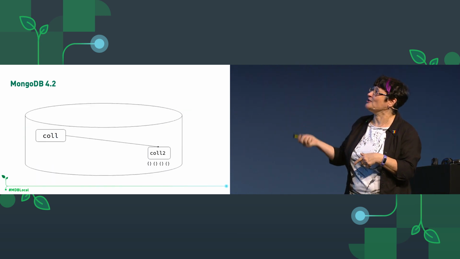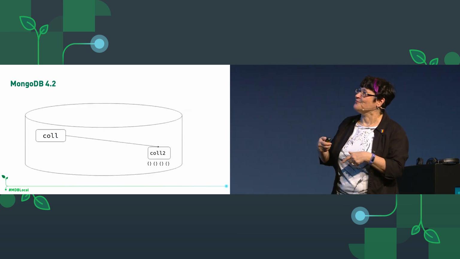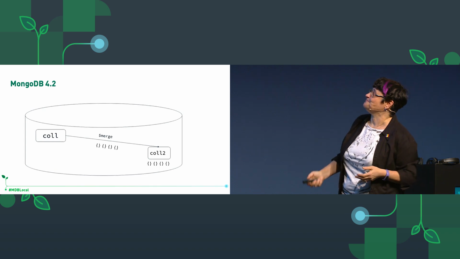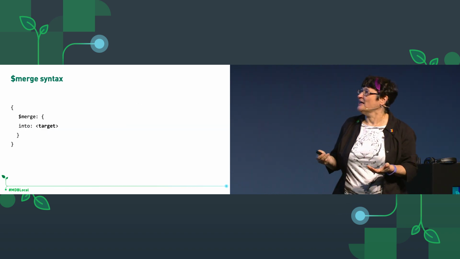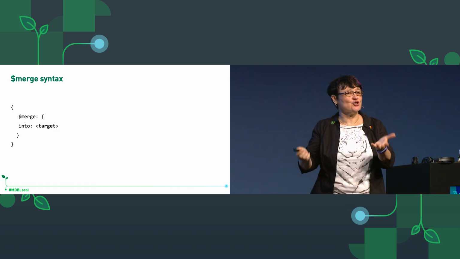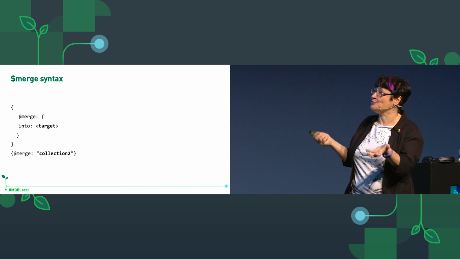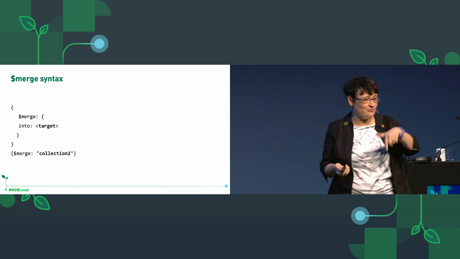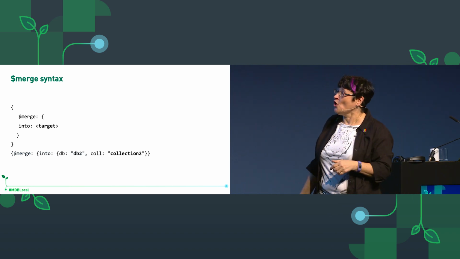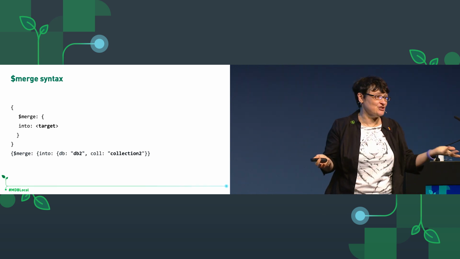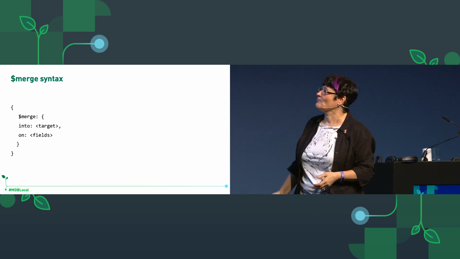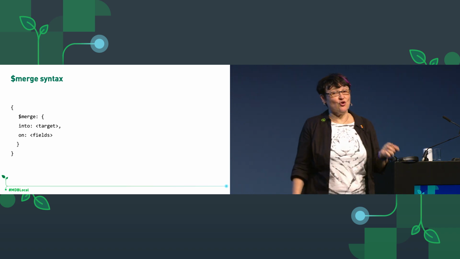Well, first, let's take a look at the basic structure of it. So you say $merge, and then you specify into, and then the target. And the target could just be a collection name, in which case it'll be a collection in the same database. Or it could be a structure that says database such and such, collection such and such. And then there's a field that says on.